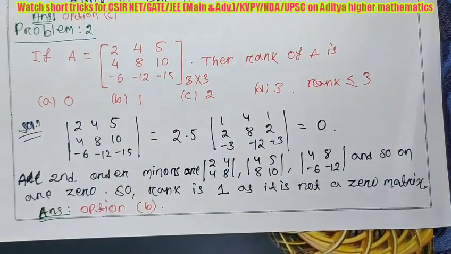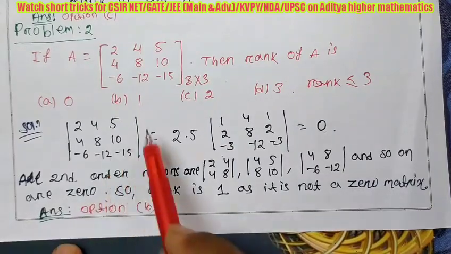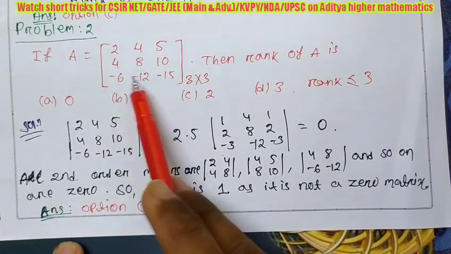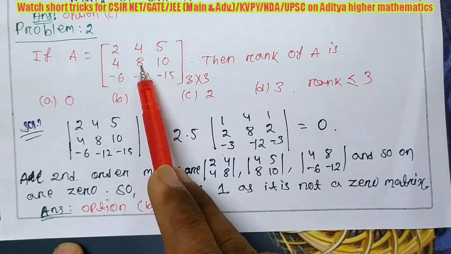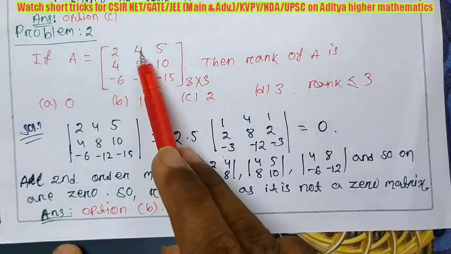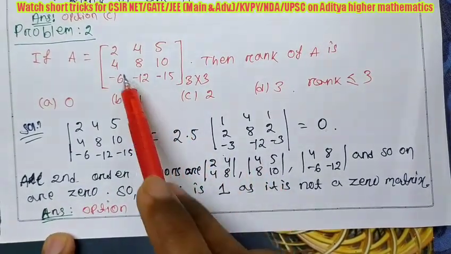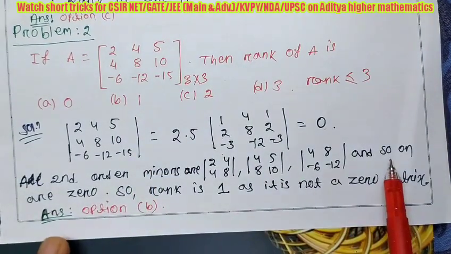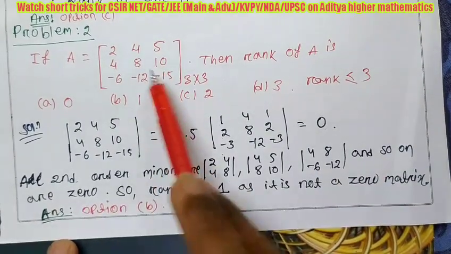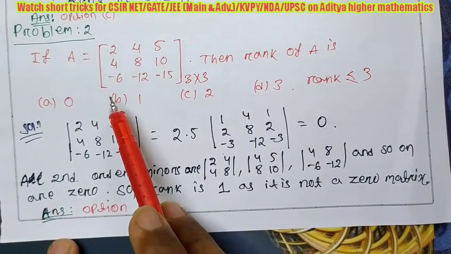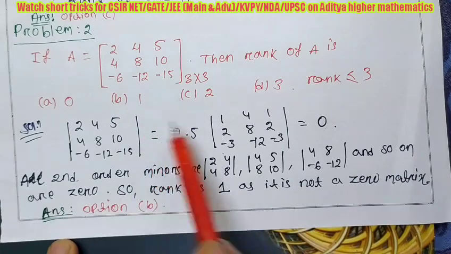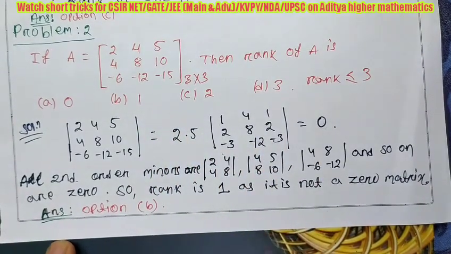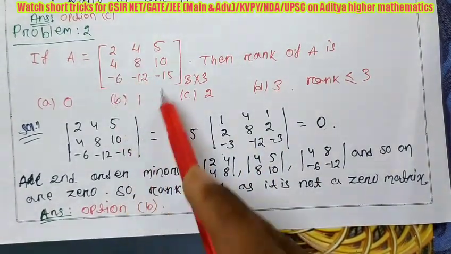To confirm its rank is 2, we have to find one non-zero order 2 submatrix. But here all order 2 submatrix values are 0, because 2, 8, 16 minus 16, 0. Similarly, you can find 40 minus 40, 0. Minus 48, here also plus 48, it is 0. Similarly, you can check, and you will find all order 2 minors are also 0. Even though all order 3 minors are 0 and order 2 minors are also 0, that means its rank is 1 because it is not a 0 matrix.